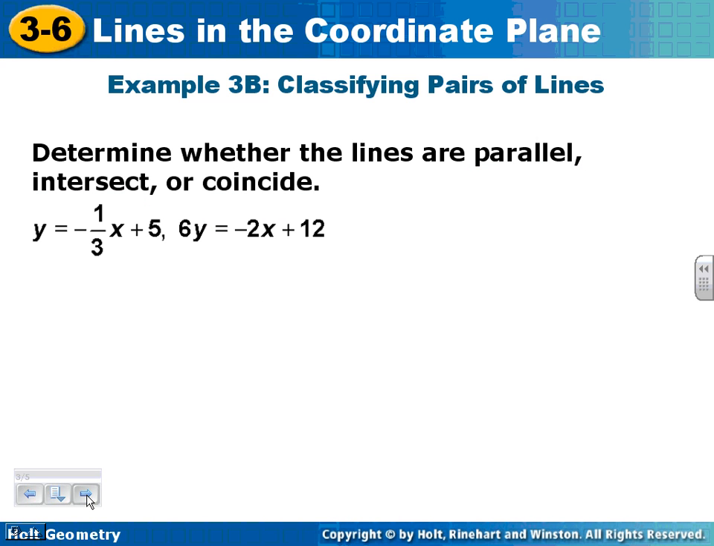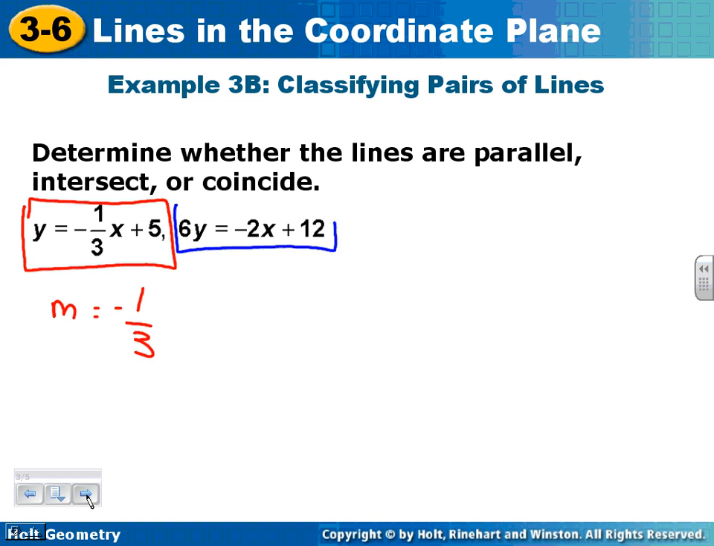Let's try another one. Determine whether the lines are parallel, intersect, or coincide. Let's look at the first one. Y is negative 1/3 x plus 5. My slope there is the negative 1/3. Now the second one takes a little more work. I'm going to take this equation and divide it by 6. I'm going to divide everything by 6 to get it so it's y equals.